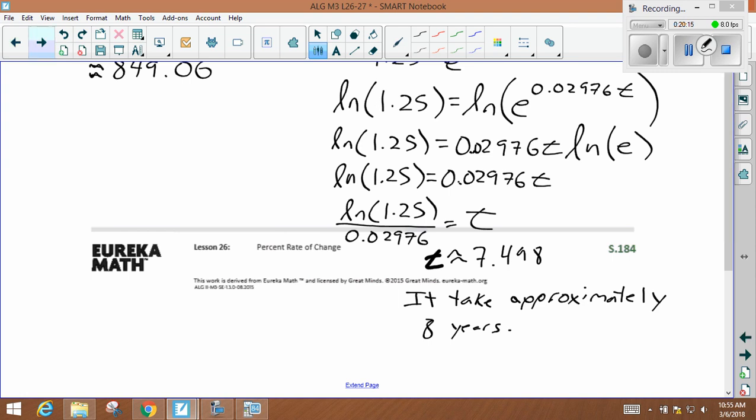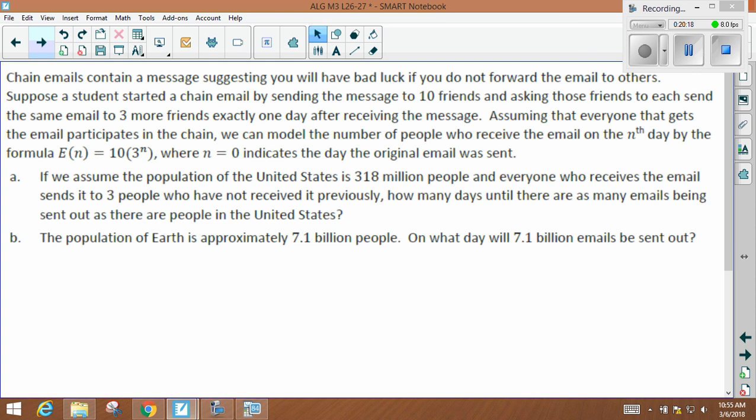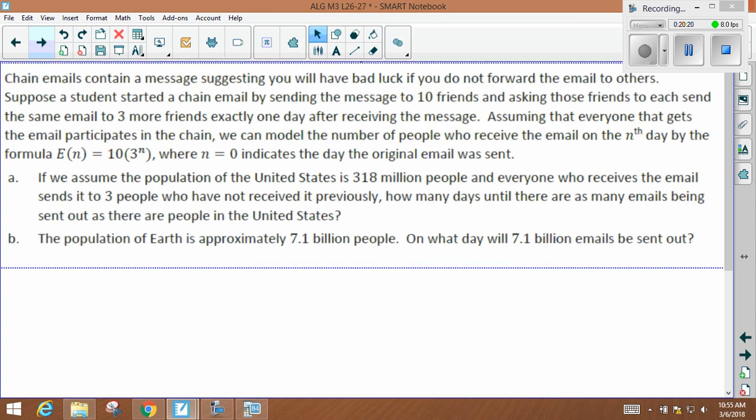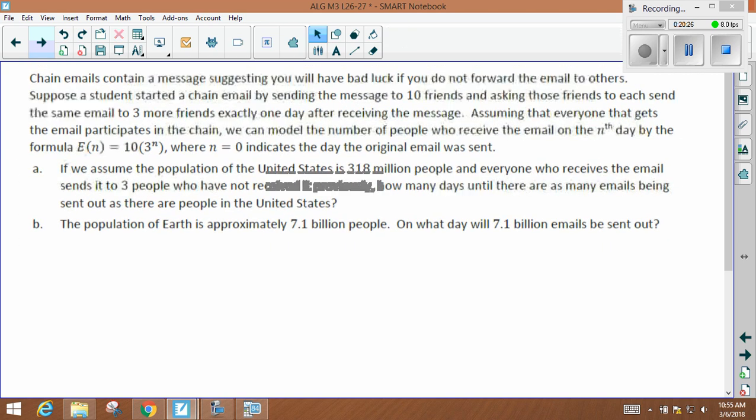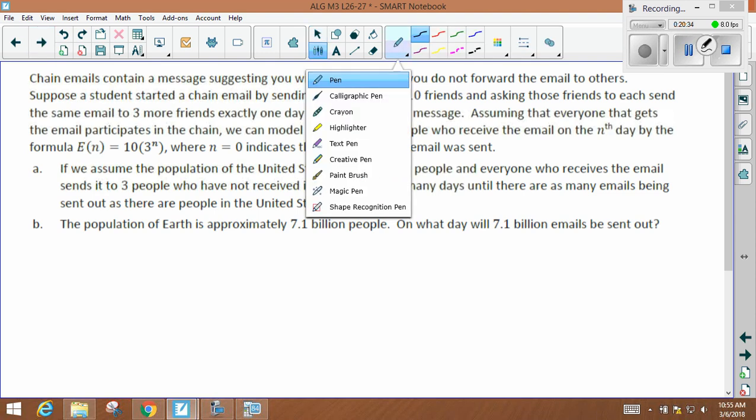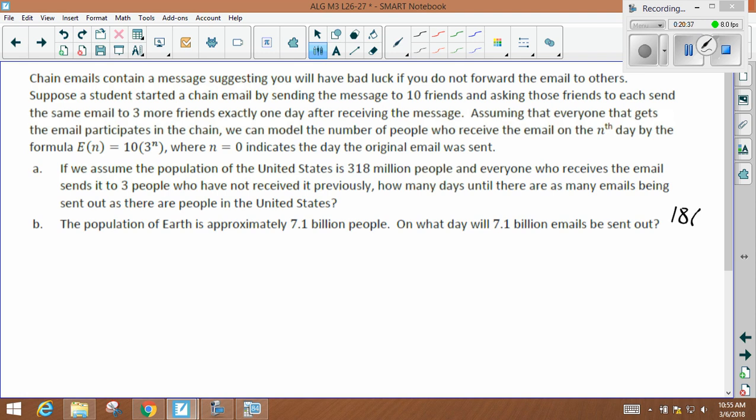The next one that we're going to work on is on page 186. This is on 186. It's really weird. I told you we would jump around a little bit. So if you're looking for it, it's on 186. Chain emails.